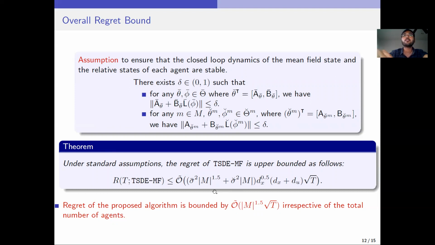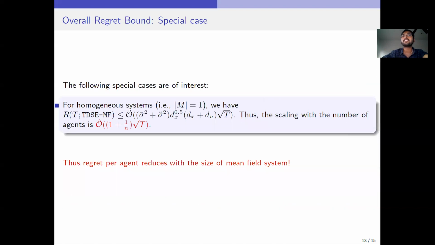Now, once we do all this, we compute our regret, and under standard assumptions, the regret of the proposed algorithm, TSDE-MF, is upper bounded as follows. We see that the regret of the proposed algorithm is bounded by big O of m to the power 1.5 root T, irrespective of the total number of agents. The following special cases are of interest. For homogeneous systems, that is for m type equal to 1, we have regret which is provided in this particular equation. We see that the scaling with number of agents is big O of 1 plus 1 by n, into root T.